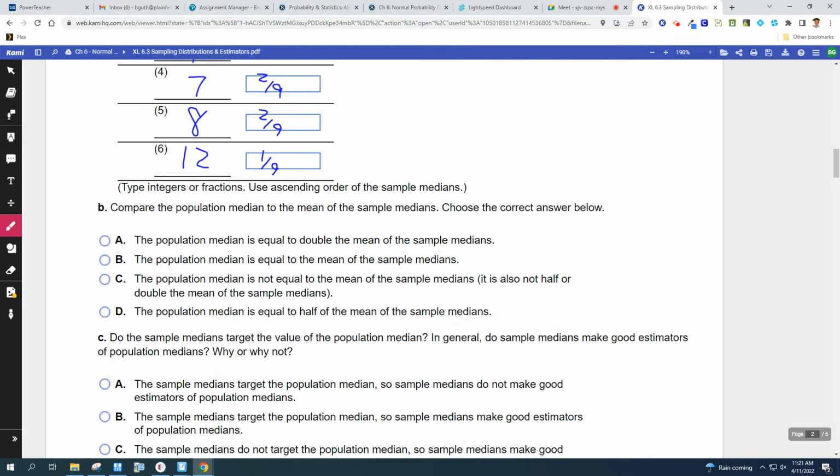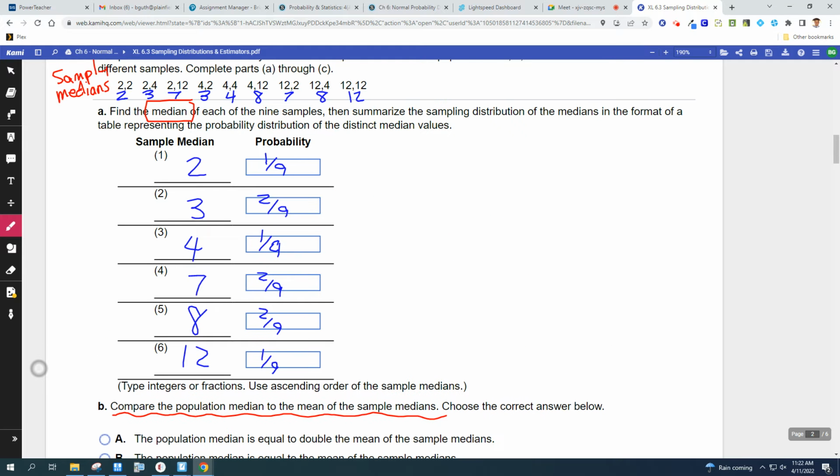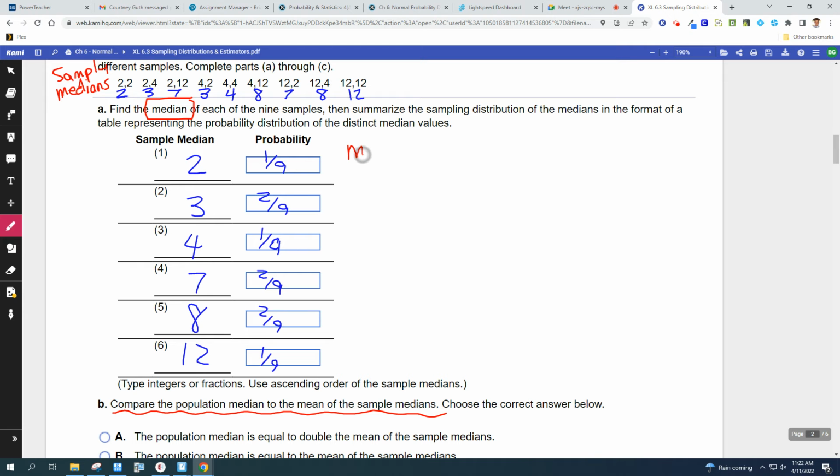Part B says compare the population median to the mean of the sample medians. So again, I feel like this is the main idea right here. We want to talk about the population median compared to the mean of the sample medians. So we want to look at the mean of the sample medians. And if you know what you're doing, this isn't that bad. We're just finding the mean of these numbers.